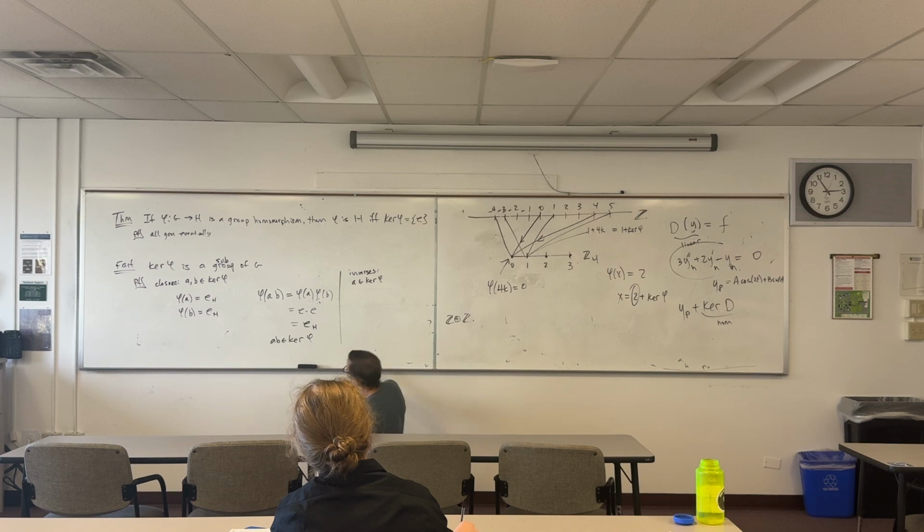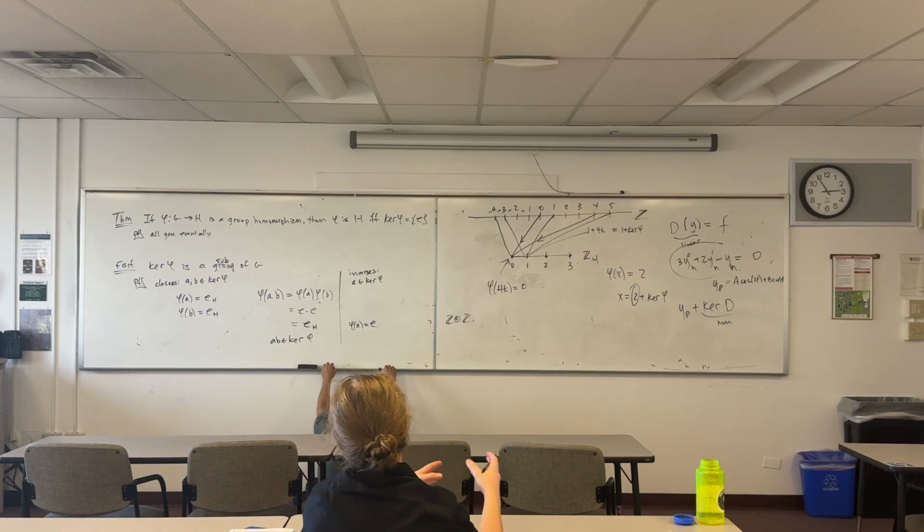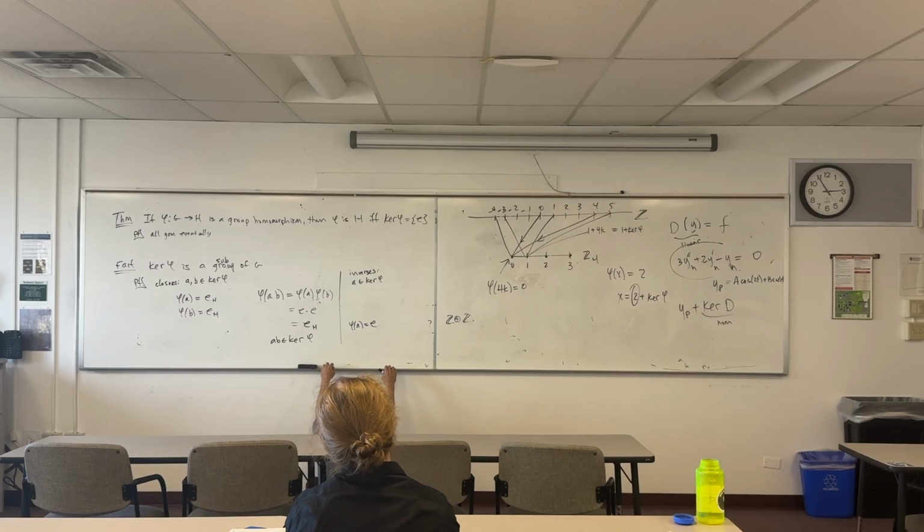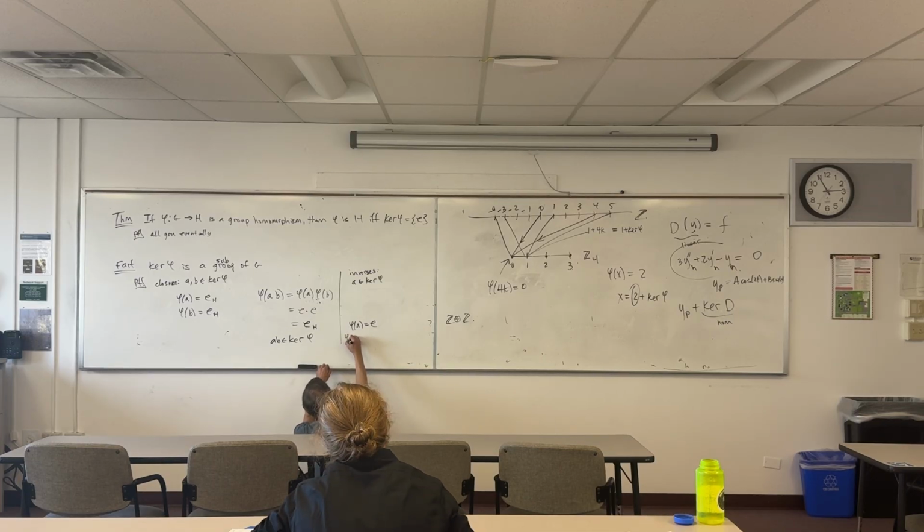Couldn't you say that if phi of A is equal to the identity, you could take the inverse of either side? Yes. The identity is equal to the inverse of the identity, right? Yes. Yeah, I think that's the way to go. So let's left multiply by phi of A inverse, because we do know that this is an element of H, which is a group. So, left multiply by phi of A inverse.